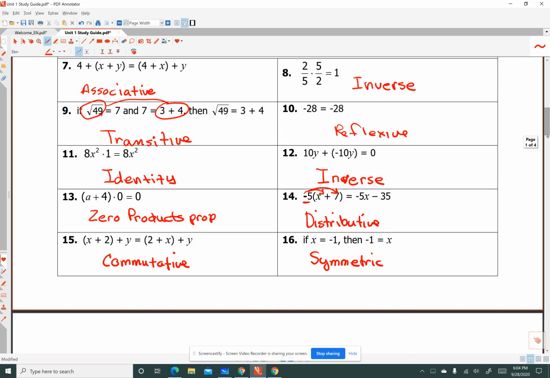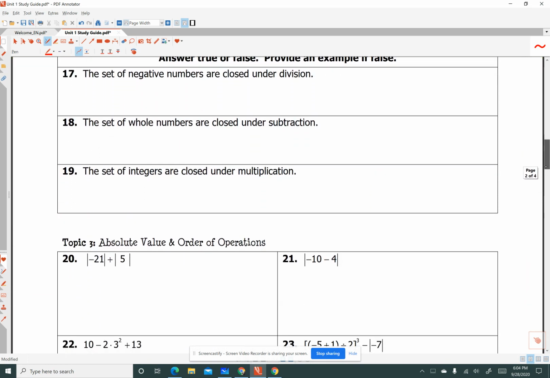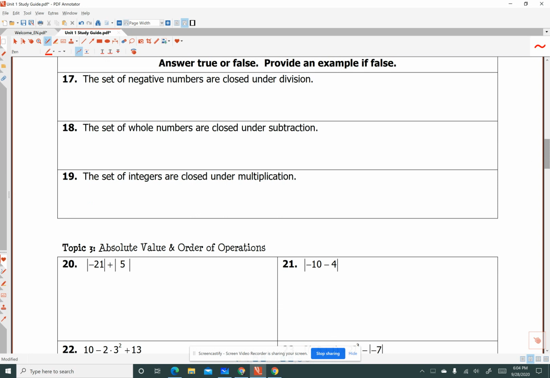Okay, let's move on. So we're going to answer true or false and provide an example if false. The set of negative numbers are closed under division. That's false. And we can prove that's false with the example of -36 divided by -9 equals a +4. So a negative divided by a negative actually always equals a positive. So the set of negative numbers is not closed under division.